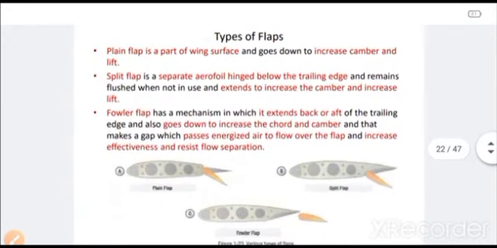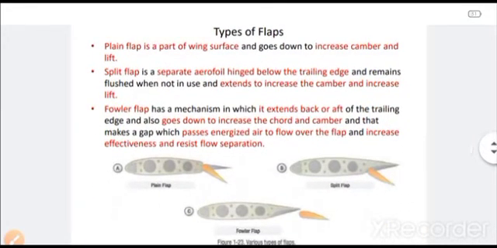Then we have got types of flaps. What are the types of flaps? There is a plain flap, which is just like in picture number A, you can see there is a plain flap that is a part of the wing itself. And that comes down in order to increase the camber and lift.